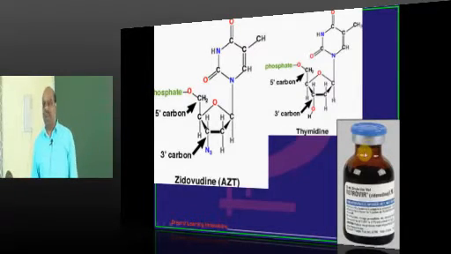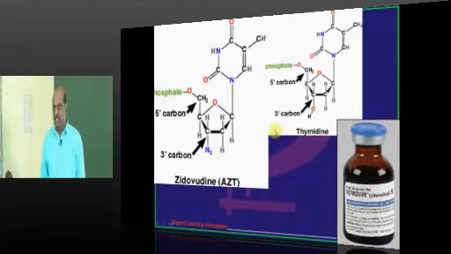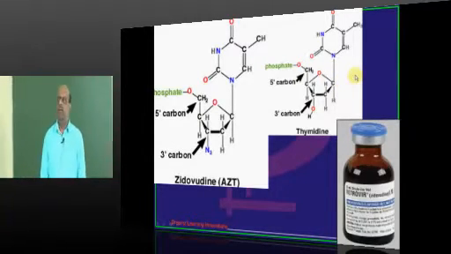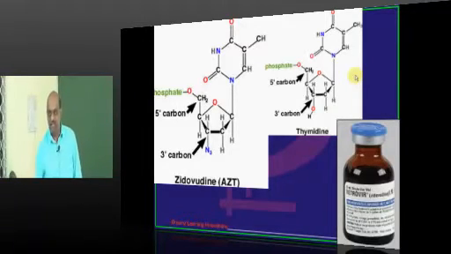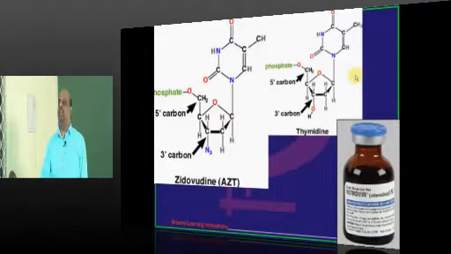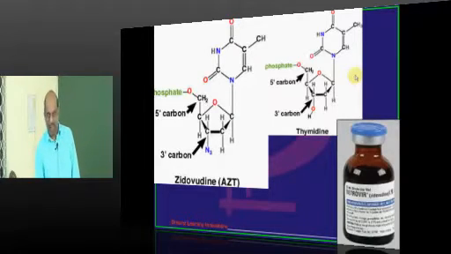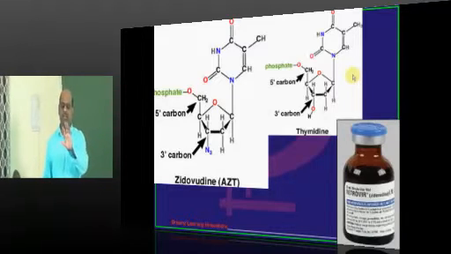Zidovudine is a wonderful drug. Zidovudine is also called azidothymidine. It is an analog of thymidine. So whenever the mRNA calls and says, call thymidine for it to be incorporated into the RNA synthesis, when thymidine should be incorporated, zidovudine will go and sit instead of thymidine.